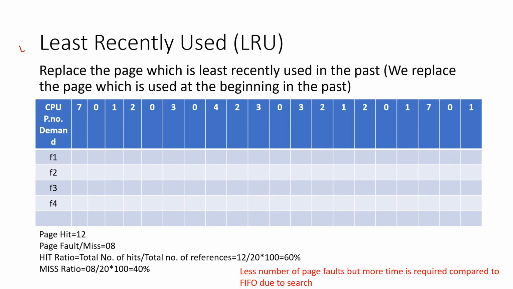Okay, now we'll see the next algorithm, least recently used, also known as LRU. It replaces the page which is least recently used in the past. That is, we replace the page which was used at the beginning in the past.